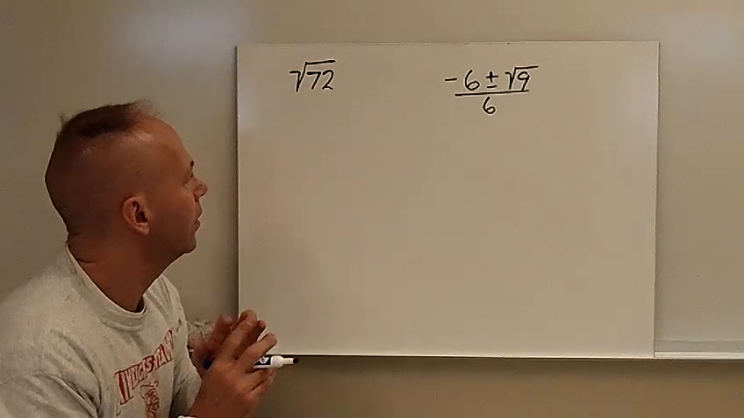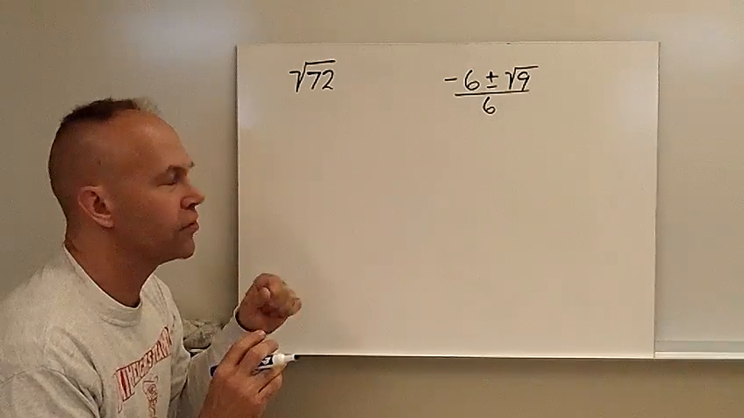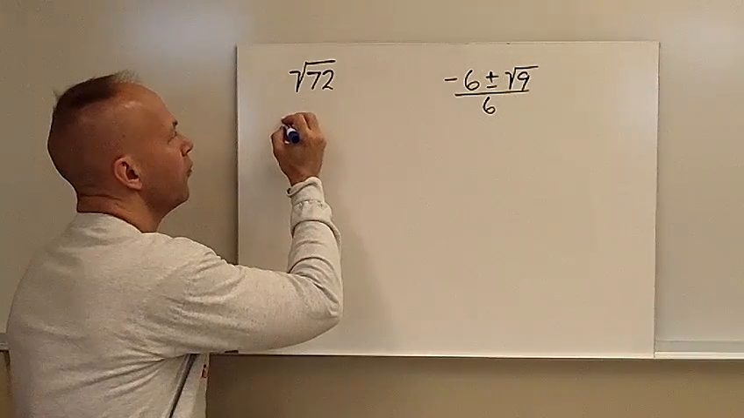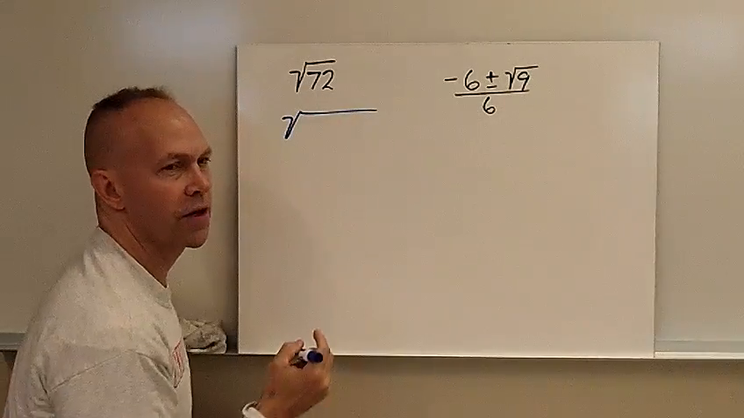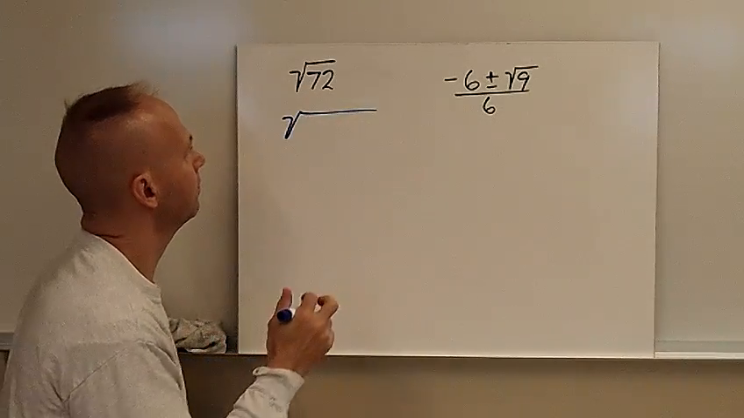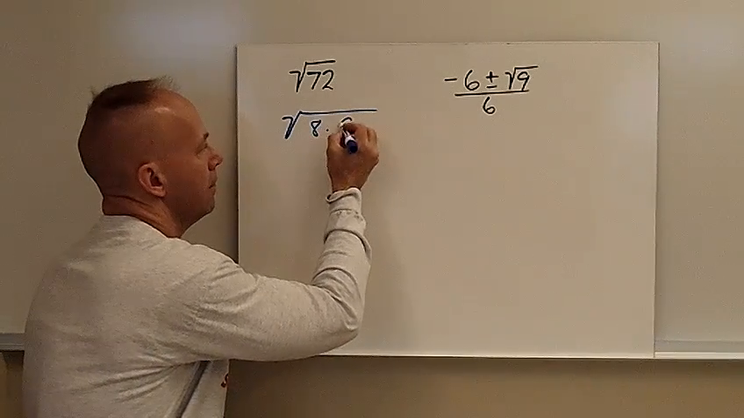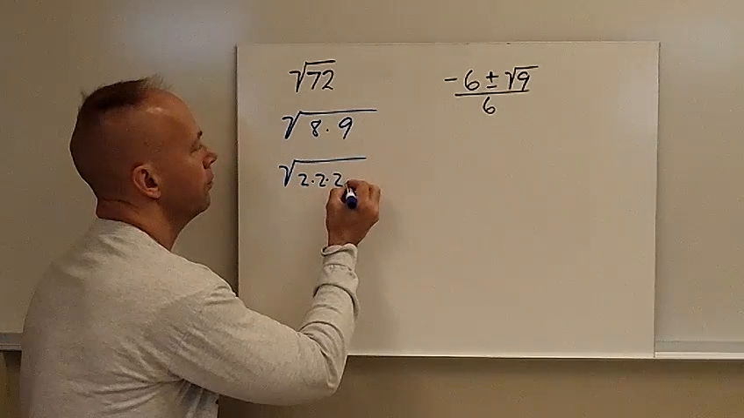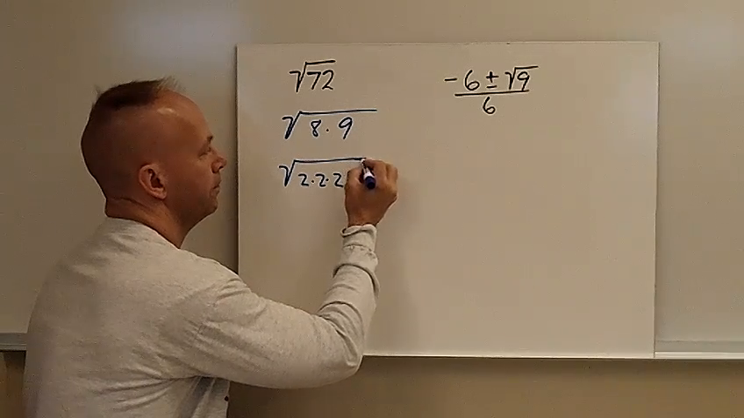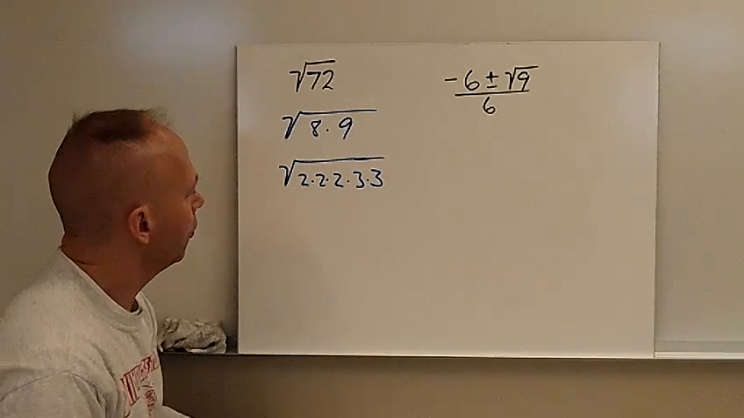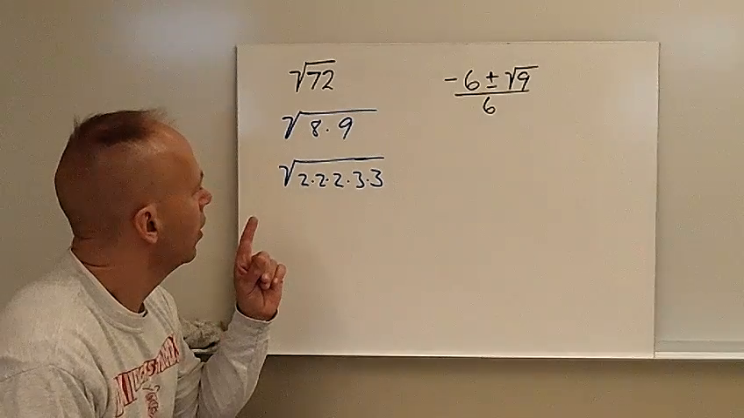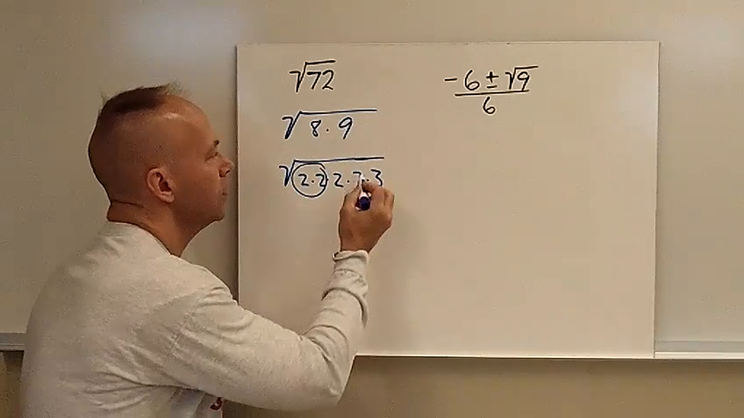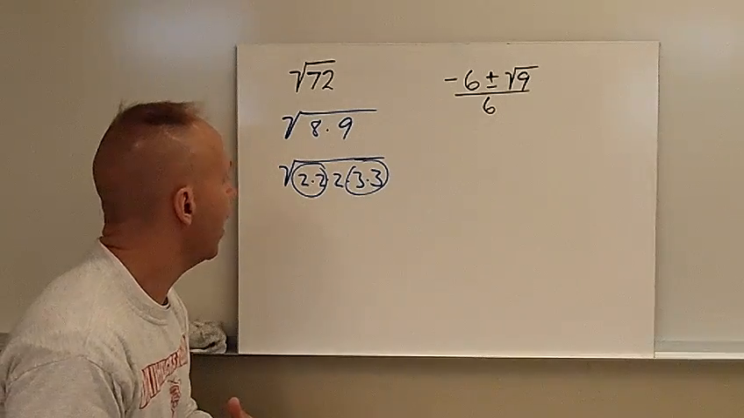But there's a way we can write a more exact answer, and that's by simplifying this radical. A couple ways we could do this. First way is to rewrite this number in its prime factorization. 72 is 8 times 9, and then 8 is 2 times 2 times 2, and 9 is 3 times 3. Now, what we're going to do is look for pairs of numbers. I've got a pair of 2's, I've got a pair of 3's. Why are we going to do that?